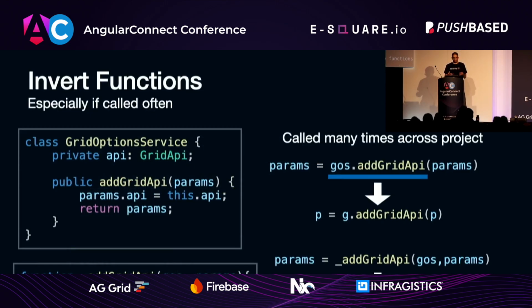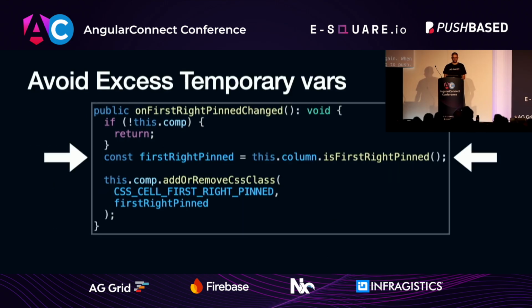So this is another example where in this grid option service, we've got this method saying addGridApi. And instead of that being called, you'd have gos.addGridApi and have that all over the place. If you flip this method so that it becomes a standalone function which gets this grid option service passed into it, you can then have that mangled down to a single letter for that method and have that repeated everywhere. And you'll only have the string addGridApi in one place. So again, when you get to this point, you're really trying to push your bundle size down with quite a lot of effort.